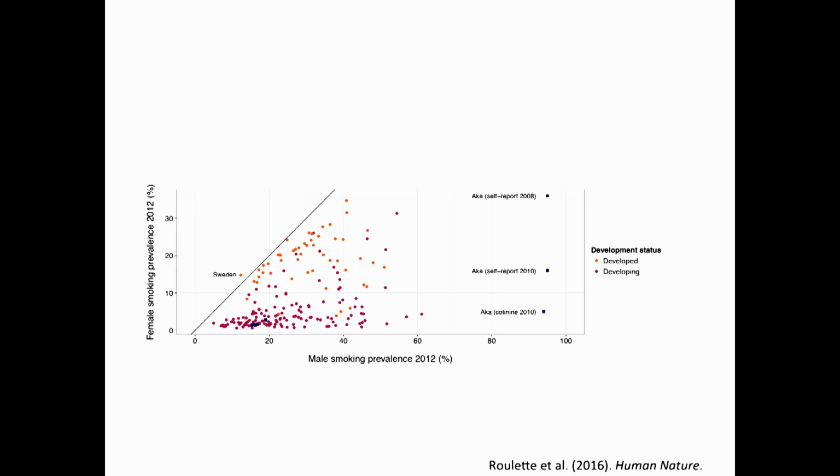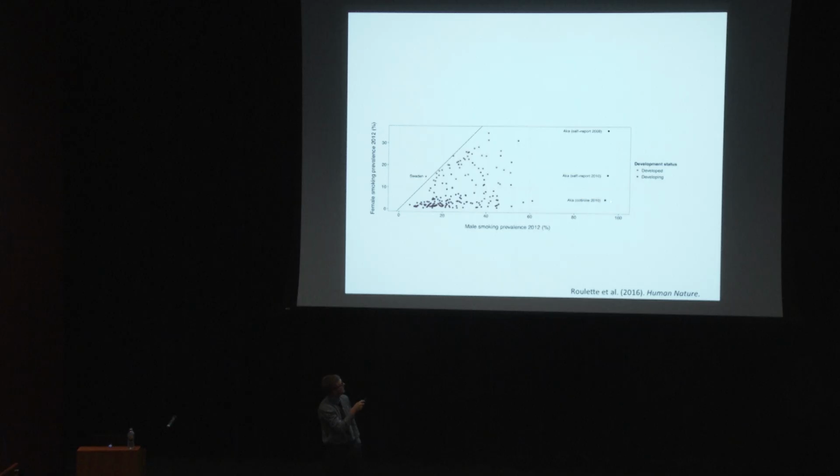If we just plot those values, 2008 values from self-report, 2010 values, self-report, and then here's the cotinine biomarker validated data. You can see that the prevalence of men is right here, this is 95%, and the prevalence for females varies. Either way you cut it, it's a very, very large sex difference or gender difference in tobacco use. The biomarker validated is the largest one, with 94% of men using and less than 5% of females using.